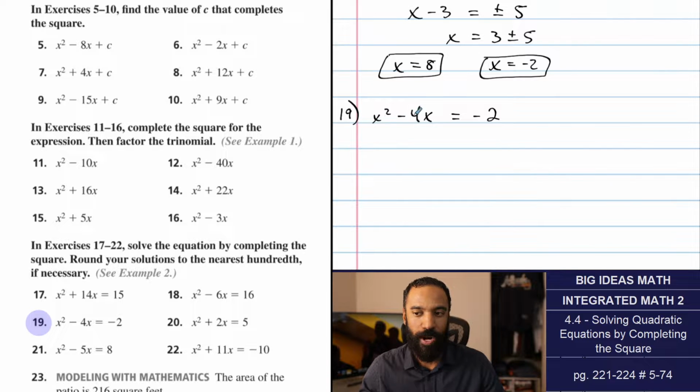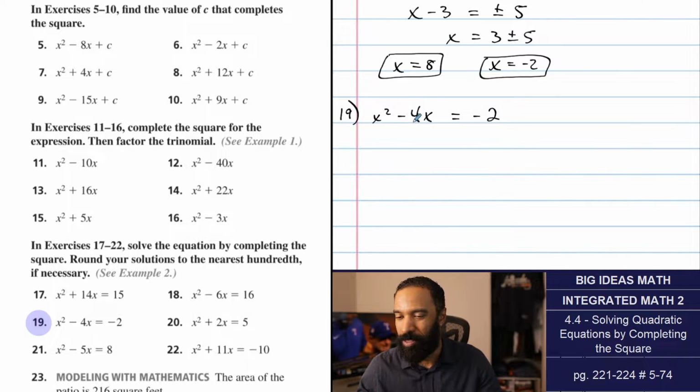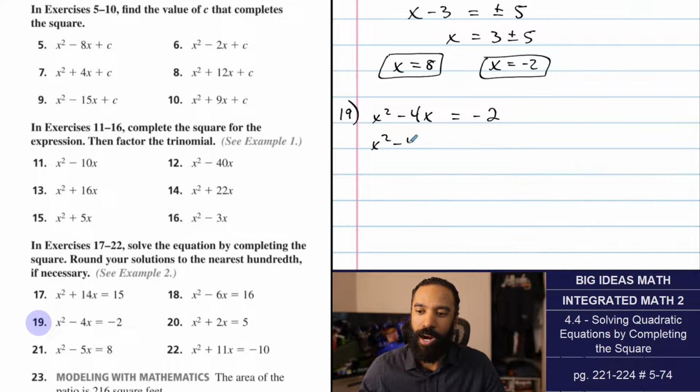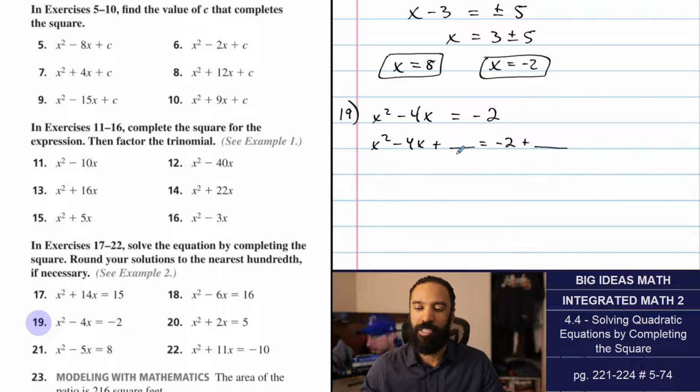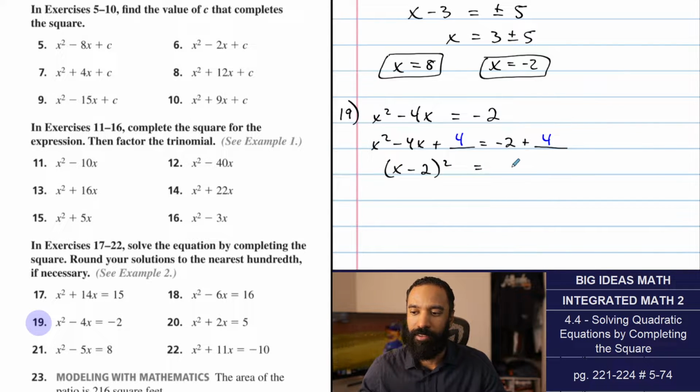When you're set up like this, 1x squared, even linear coefficient, let's keep going. Let's complete the square. Let's add the same number to both sides. In this case, negative 4 divided by 2 is negative 2, squared is 4. Add 4 to both sides. This factors down into that x minus 2 quantity squared. Negative 2 plus 4 is 2.